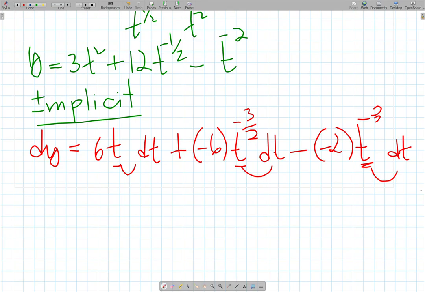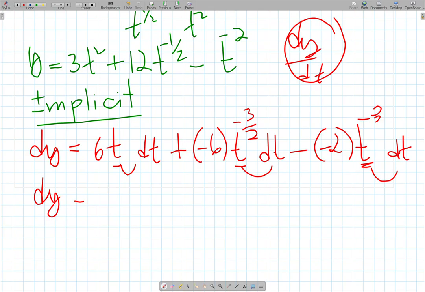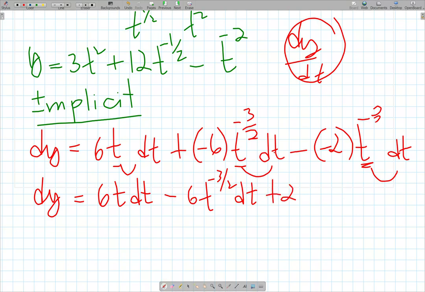So we have to simplify to solve for dy over dt. Right? So how will you simplify? Kopya natin dy equals, that is actually 60 dt, di ba? Yan. So nawala na ang smile dyan. And the next is positive times negative, that is negative 6. And then t, negative 3 over 2 dt. And then negative times negative, 1. Negative times negative, positive 2 t, negative 3 dt.